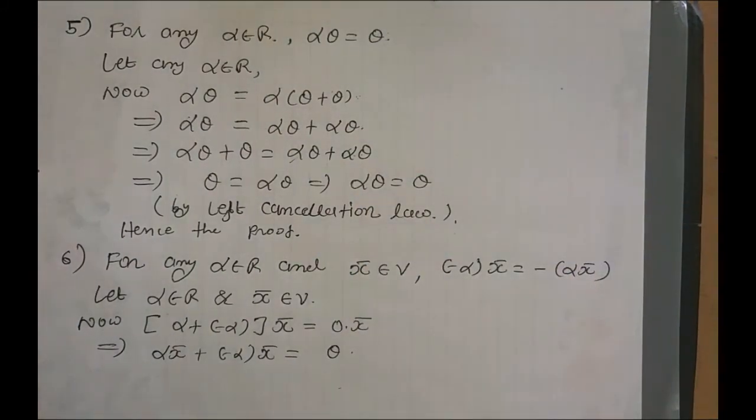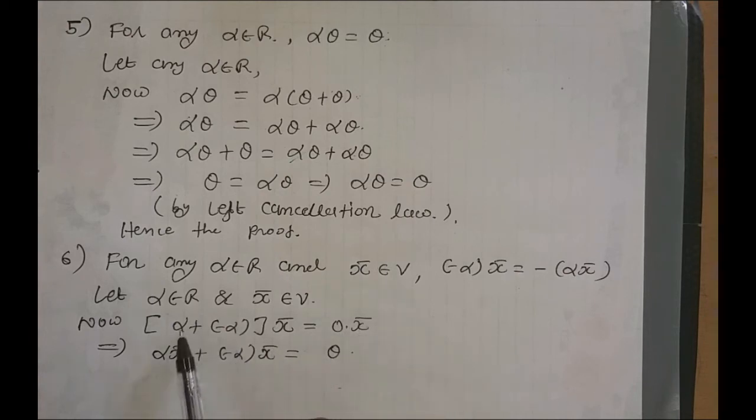Now the sixth property is, for any real number alpha belongs to R and vector x bar belongs to V, minus of (alpha x bar) is equal to (minus alpha) x bar. This means that the minus sign comes out. So for that, let us consider any alpha belongs to R and vector x bar belongs to V. Now (alpha plus minus alpha) x bar is equal to 0 x bar. Clear? Alpha plus minus alpha means 0, so it is equal to 0 x bar.